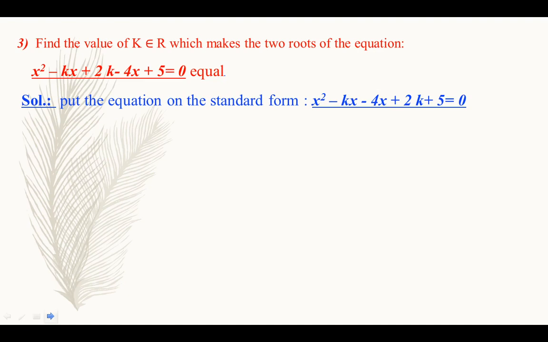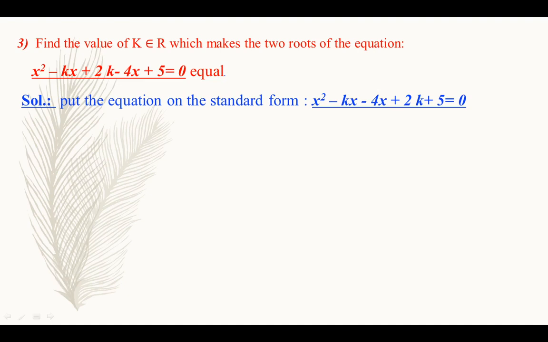Again, he wants to find the value of k. What is k? It is a number belonging to R which makes the two roots of the equation x² − kx + 2k − 4x + 5 equal. First, since the two roots are equal, the discriminant must be equal to 0.